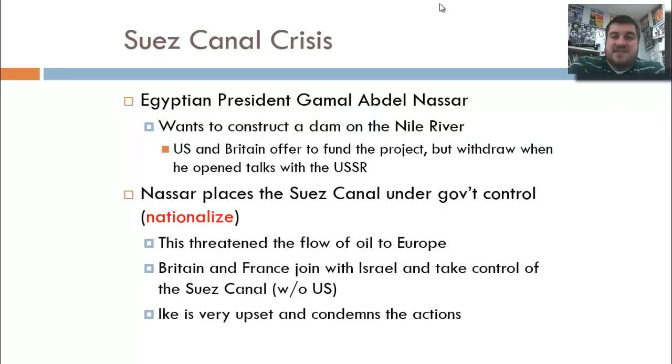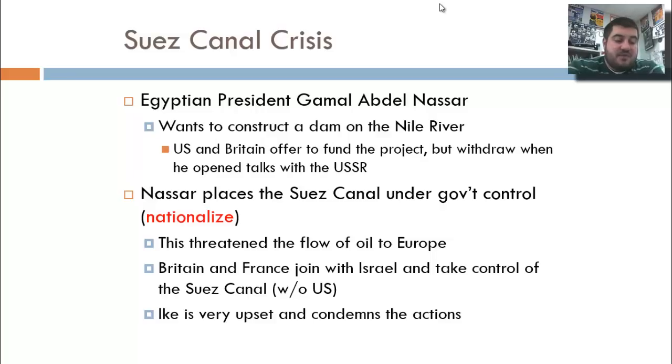And then finally, we have the Suez Canal crisis. The Egyptian president, Nasser, wants to construct a dam on the Nile River. He thinks that that will be profitable for his country. The U.S. and Britain offer to fund the project, but after he talks to the Soviet Union and agrees to do it with them, they withdraw their support. And so Nasser places the Suez Canal under government control, and that means nationalizing something.